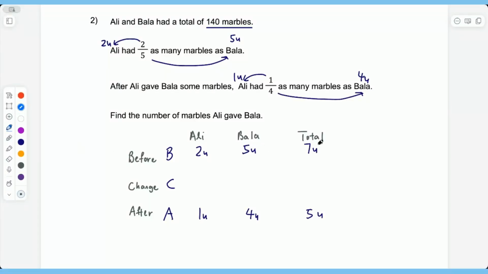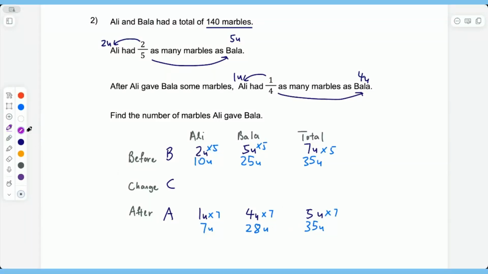Hence, we need to make this 7 units and 5 units the same. So we'll multiply this by 5. That gives us 35 units. And for 5 units, we'll multiply by 7, and that gives us 35 units. Now let's multiply the first row by 5. 2 times 5 is 10 units. 5 times 5 is 25 units. And the last row, let's multiply by 7. 1 times 7 is 7 units. 4 times 7 is 28 units.